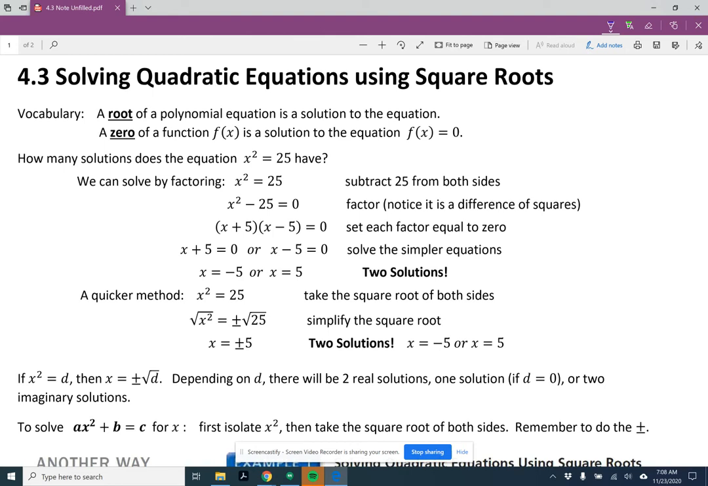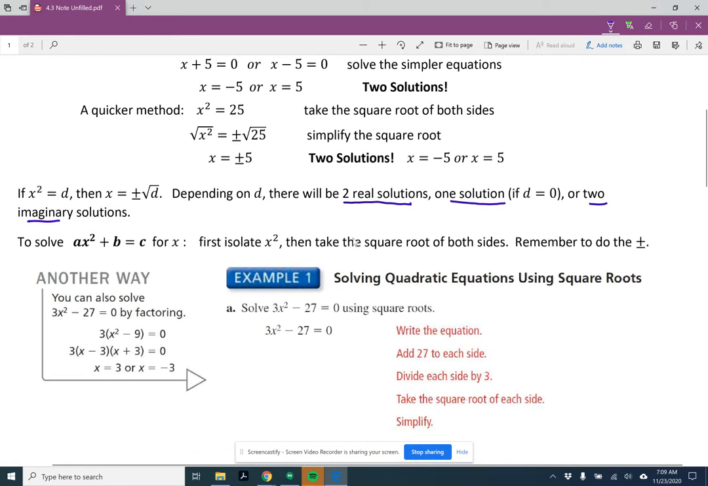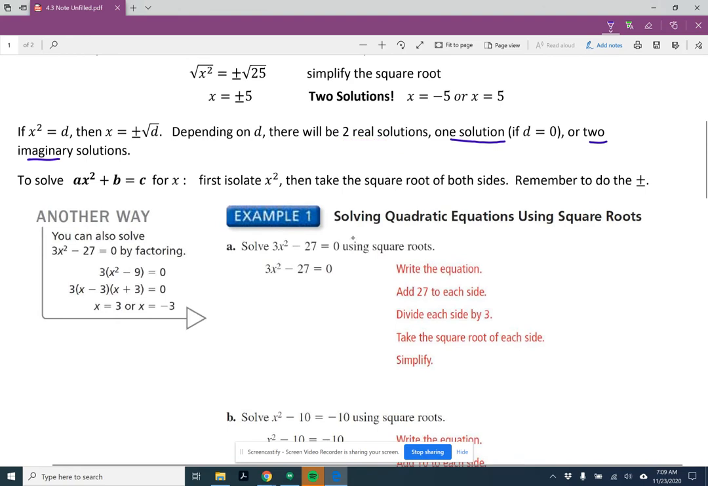Depending on d, there could be two real solutions. That happens if d is positive. There could be one solution. That happens if d is 0. And there could be two imaginary solutions. That happens if d is negative. We're going to use this process of taking the square root of both sides to solve equations in section 4.3.